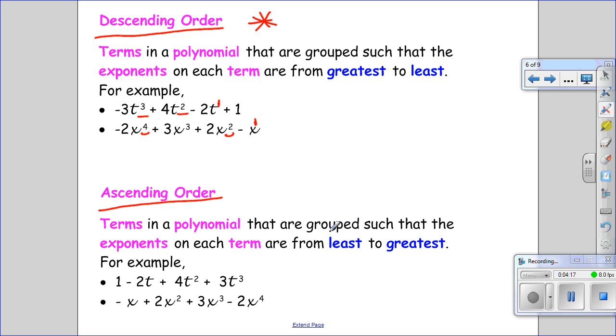For ascending order, each one of those expressions was written in reverse order. The term with no exponent or no variables is written first. The term with the exponent of 1 is next, the exponent of 2 comes after, and then the exponent of 3. And you'll notice that when I rearrange them all, I kept the sign that was in front of them. So there's negative x, the negative went in front here. The 2x squared, the positive went in front there, and so on.